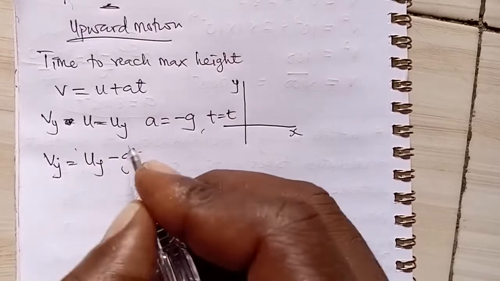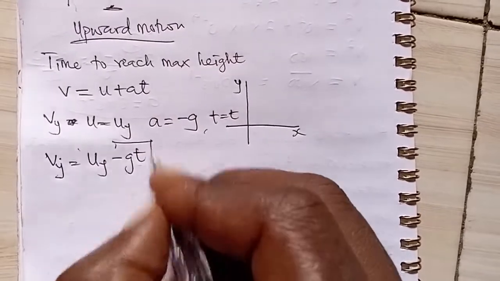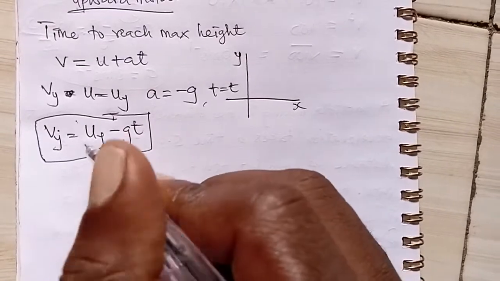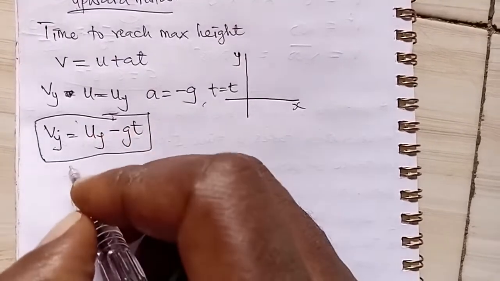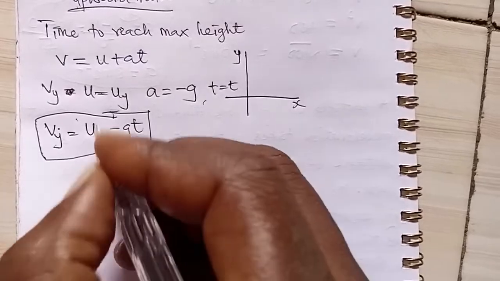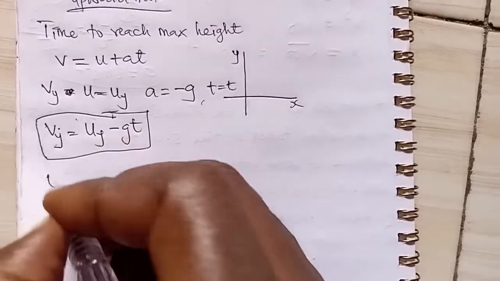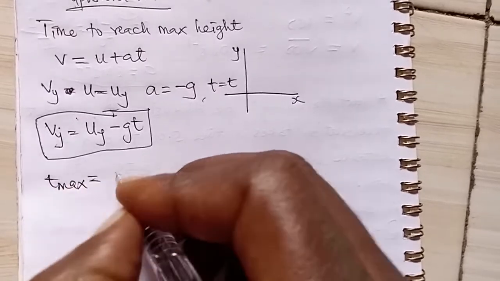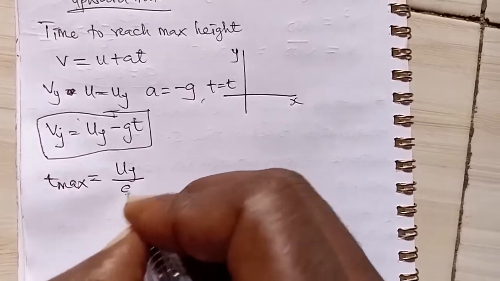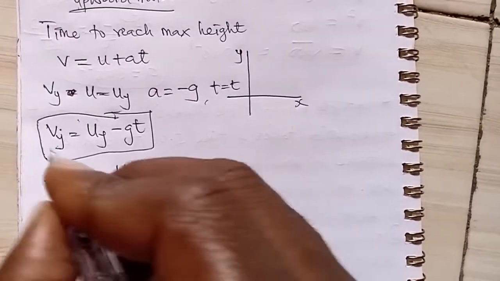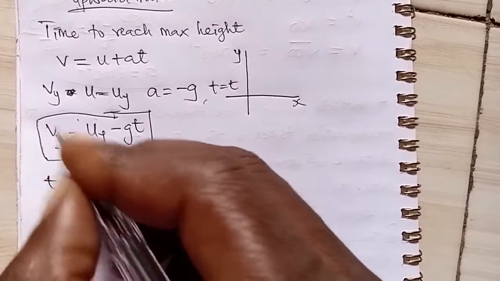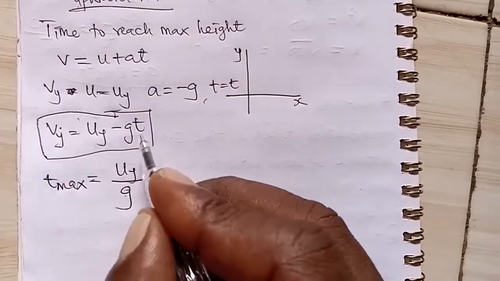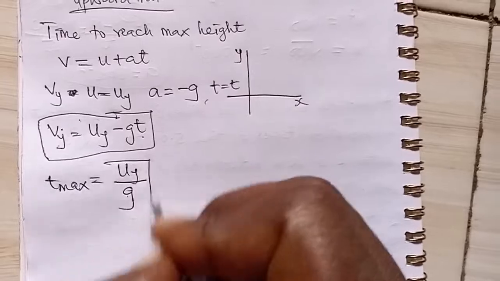And this equation is if the body didn't reach maximum height, we use this equation. But at maximum height, it means that final velocity is zero. At maximum height, this is zero. So because of that, we can say t becomes t max. So t max is equal to uy over g, because final velocity is zero at maximum height. Make t the subject of the formula, and we'll get this.